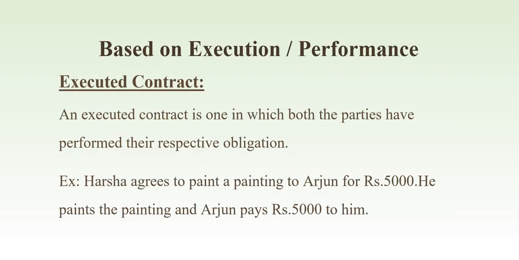Based on the performance. Executed contract. An executed contract is one in which both the parties have performed their respective obligations. Example, Harsha agrees to paint a painting for Arjun for rupees 5,000. He paints the painting and Arjun pays rupees 5,000 to him.